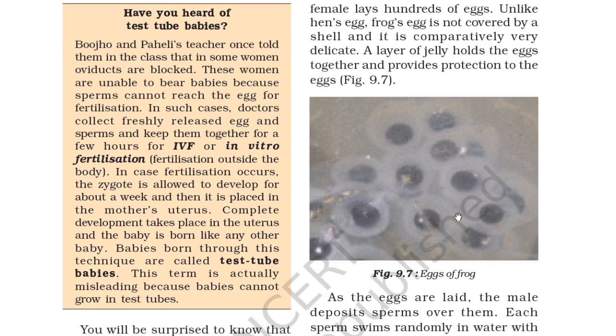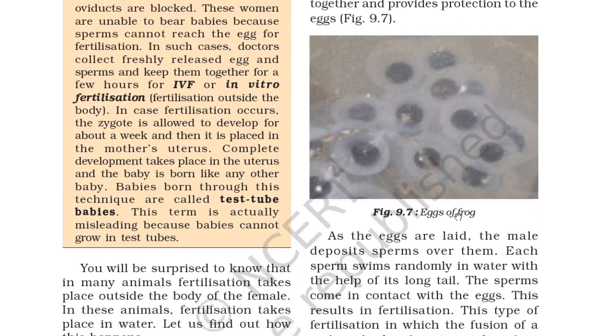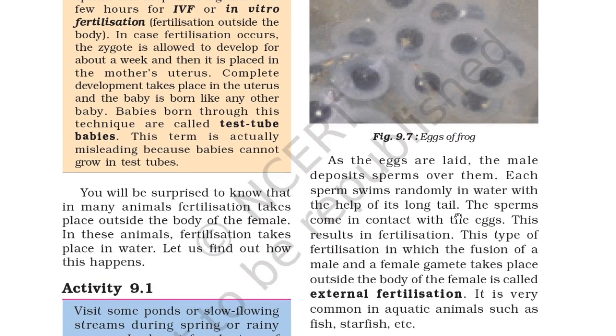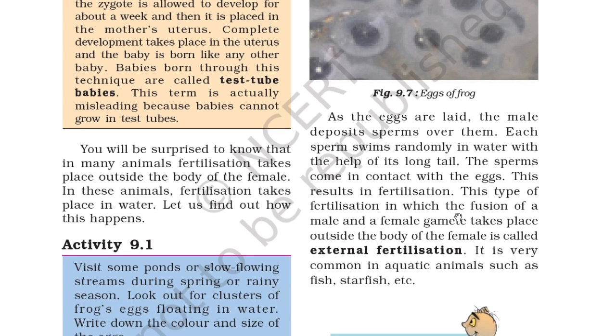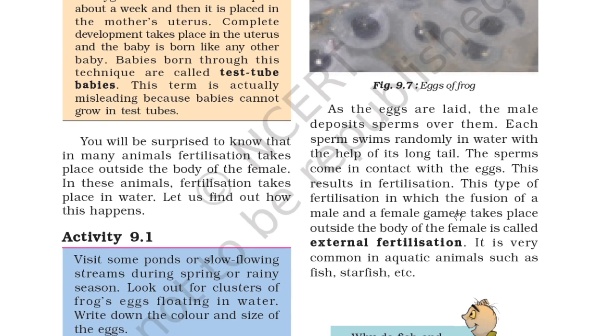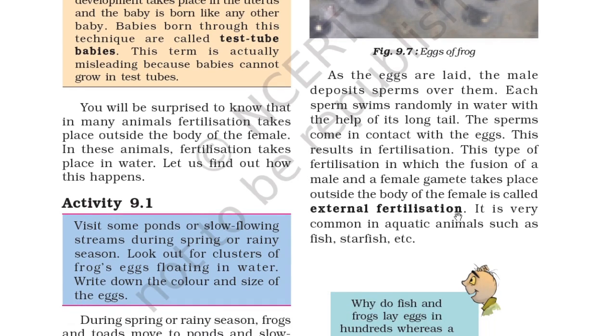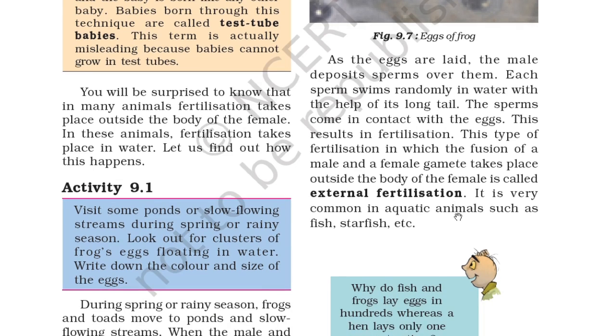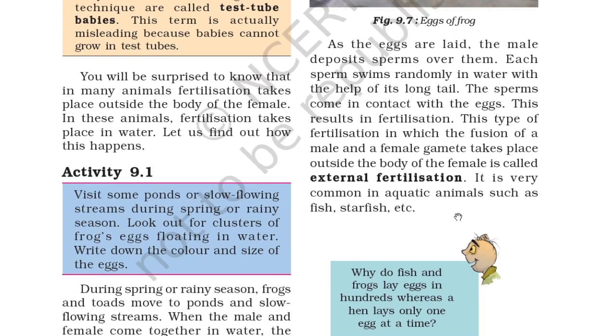So you can see the eggs of frogs here in figure 9.7. As the eggs are laid, the male deposits sperms over them. Each sperm swims randomly in water with the help of its long tail. The sperms come in contact with the eggs. This results in fertilization. This type of fertilization, in which the fusion of the male and female gamete takes place outside the body of the female, is called external fertilization. It is very common in aquatic animals such as fish, starfish, etc.